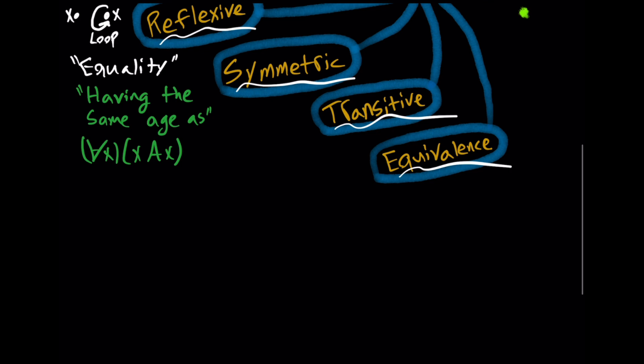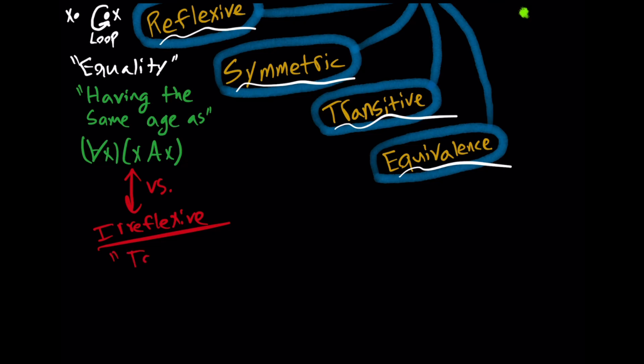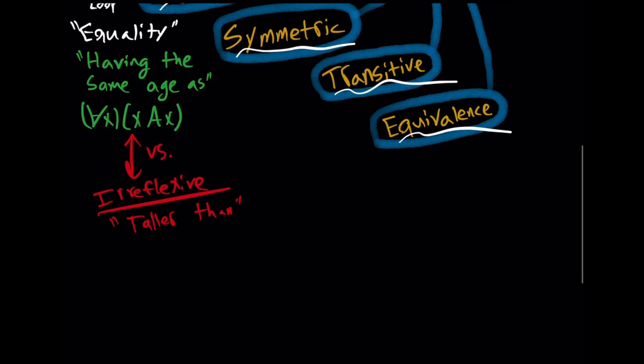Now, being reflexive is in contrast with something that is irreflexive. For example, think about being taller than. No one is taller than themselves. That's why it is not reflexive. We can likewise symbolize that into the language of predicate logic. So here we will say, it is not the case that there exists an x such that x is taller than x. The backwards looking E stands for there exists.